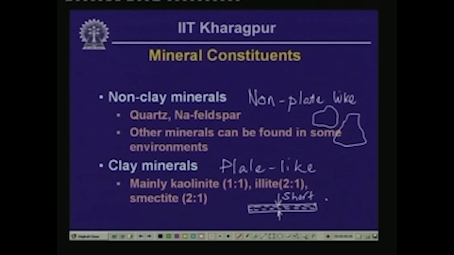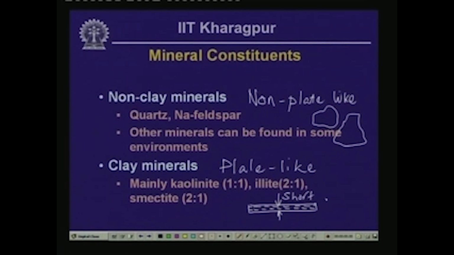Examples of non-clay minerals are quartz and feldspar. There are other types, but these are the most abundant. Quartz and sodium feldspar are most abundant because of their resistance to weathering. There could be other minerals found in special environments which are not especially exposed to chemical weathering.